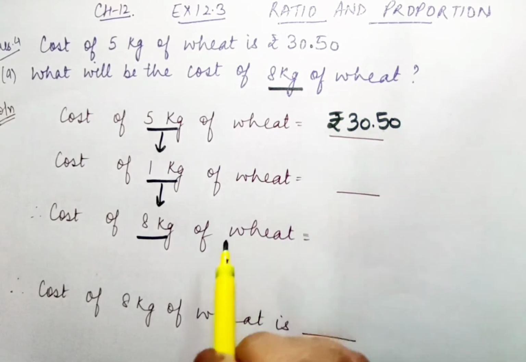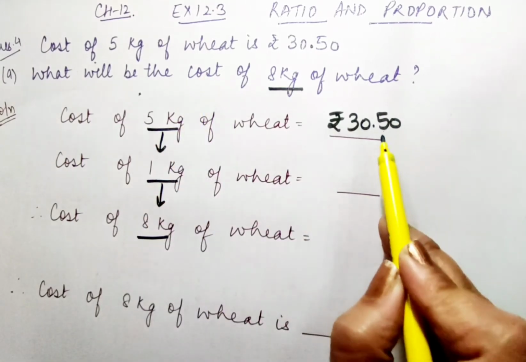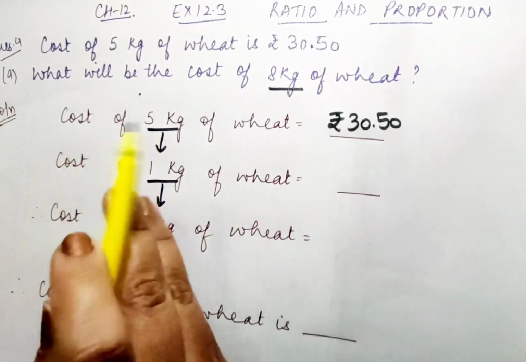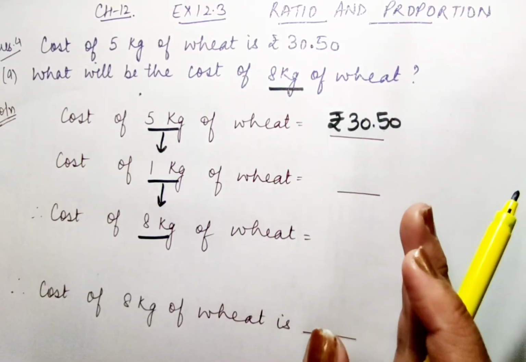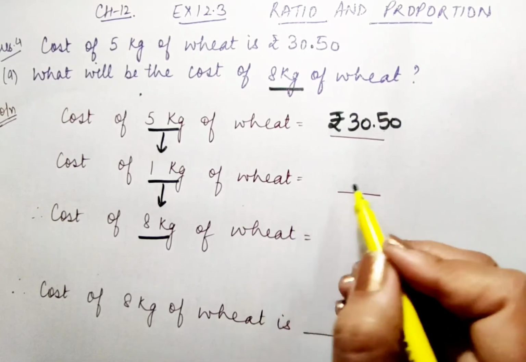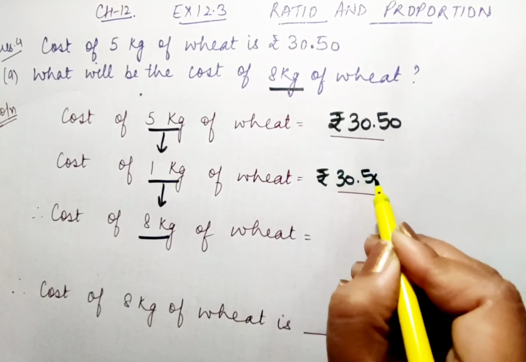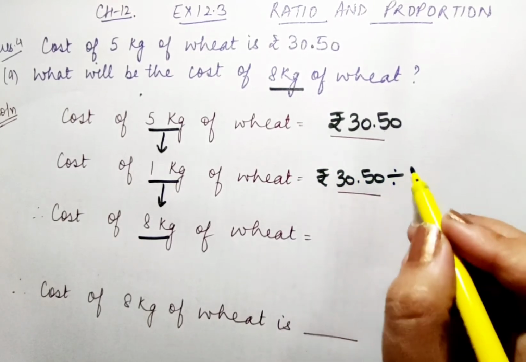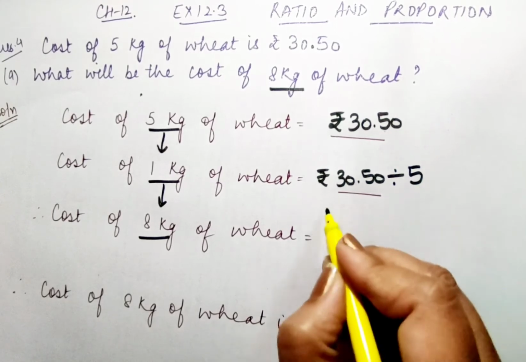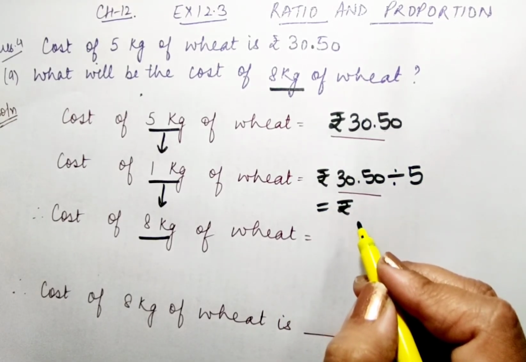30.50. Now students, just check. We need to find out the cost. So that's why we have written cost on this side. Quantity is this side and cost is this side, to the right side, which we need to find out. Okay. So cost of 1 kg of wheat will be rupees 30.50 divided by 5. This will give us rupees 6.10.